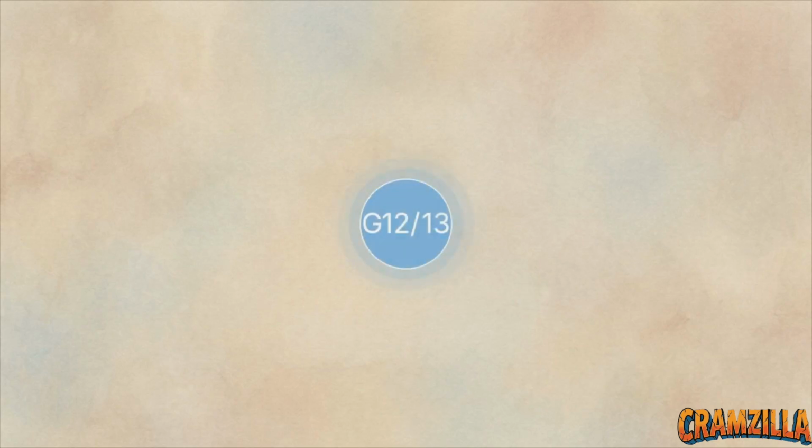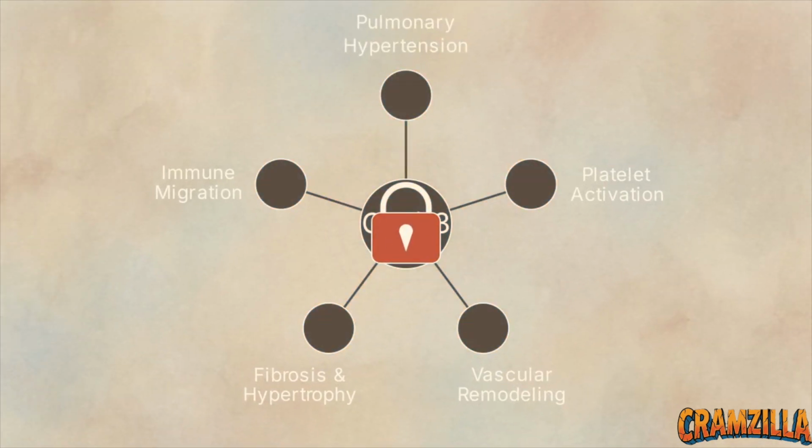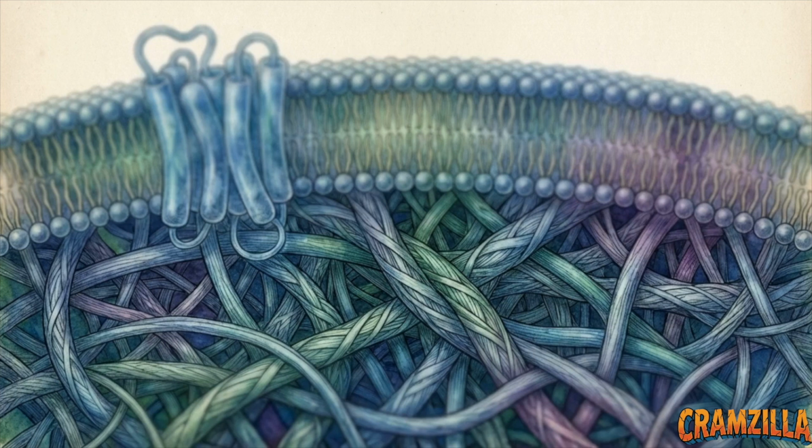To understand chronic pharmacology, we need to map the G12-13 cellular engine, apply it to 5 distinct clinical pathologies, and deconstruct that exact universal shutoff mechanism. Mastering chronic disease management means looking past acute receptor activation. You have to observe the cell's scaffolding.